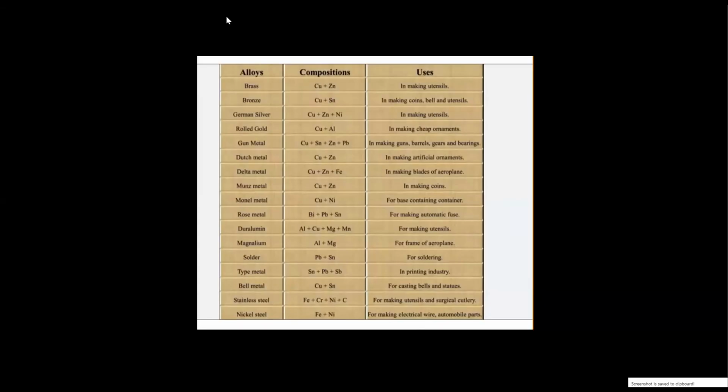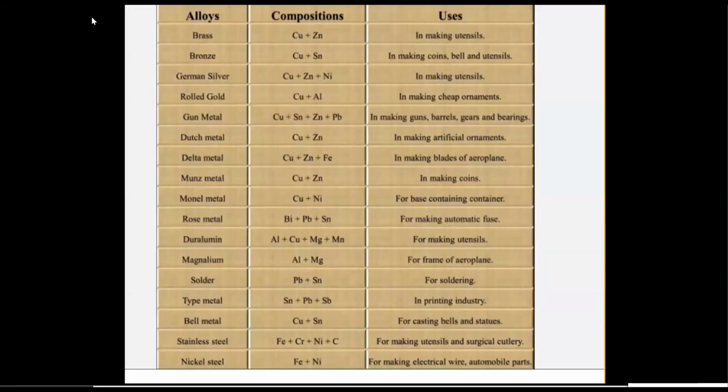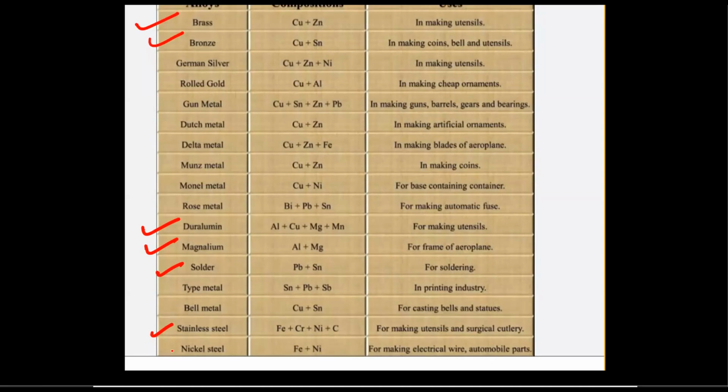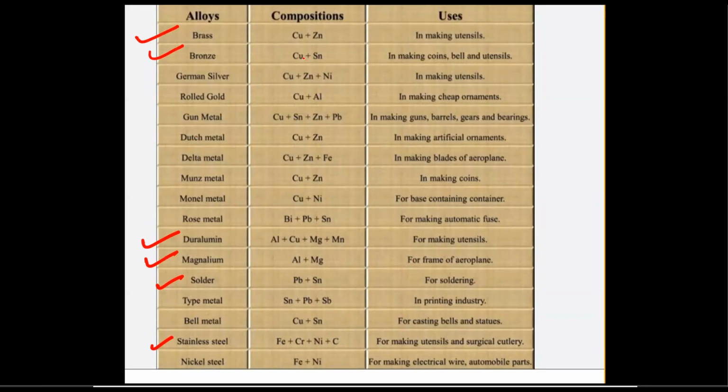Here we have a table. Write the names of the alloys and their constituents only for brass, bronze, duralumin, magnesium, solder, and stainless steel. Write that brass is made up of copper and tin, this one is made up of this, and their uses. Just write this, okay? And then if you're done, you can leave the meeting.